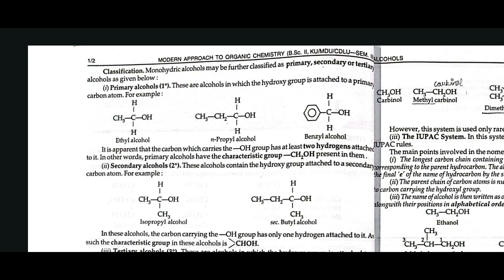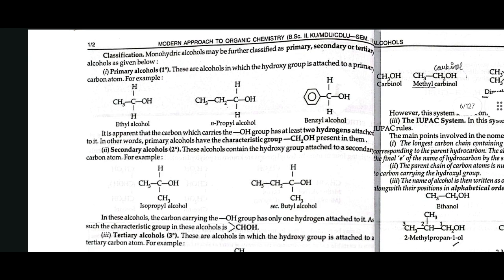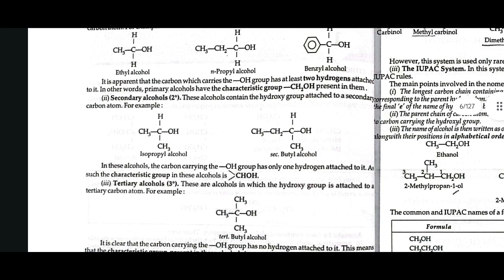Classification. Monohydric alcohols may be further classified as primary, secondary, or tertiary alcohols as given below. First, primary alcohols or 1-degree alcohols. These are alcohols in which the hydroxy group is attached to a primary carbon atom. For example, ethyl alcohol, n-propyl alcohol, benzyl alcohol. It is apparent that the carbon which carries the OH group has at least 2 hydrogens attached to it. In other words, primary alcohols have the characteristic group CH2OH present in them.